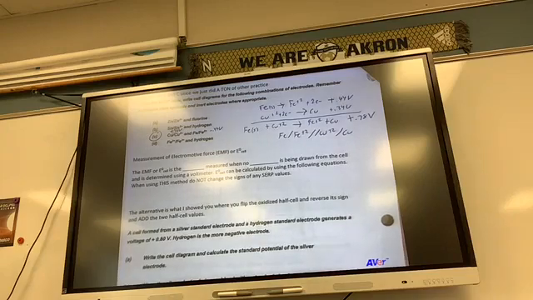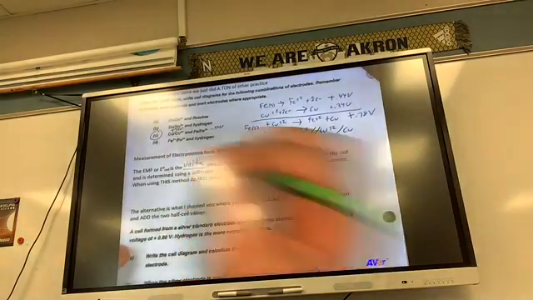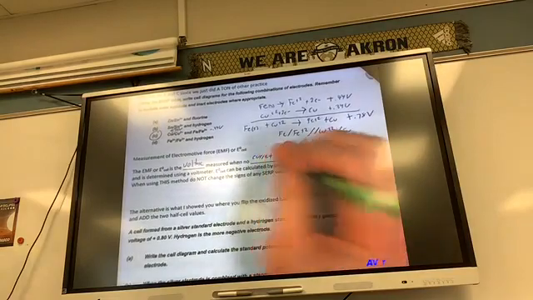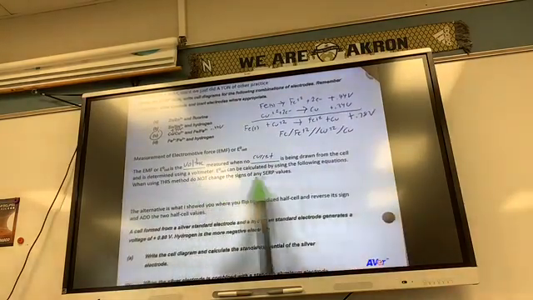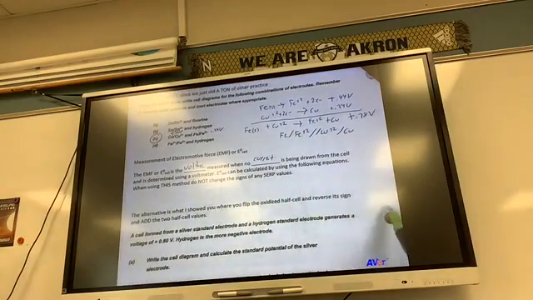All right, are we good with this? Okay. Electromotive force, E cell. E cell is the voltage. This is just kind of review of what we've been talking about. Measured when no current is being drawn from the cell and is determined using a voltmeter. E cell can be calculated by using the following equations. When using this method, do not change the signs of the SERP values.